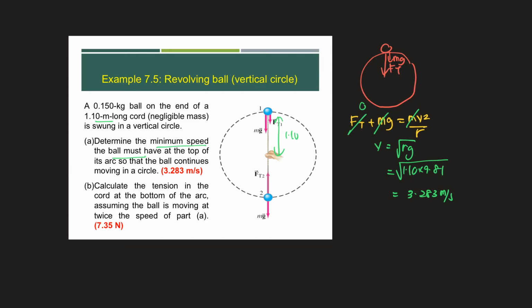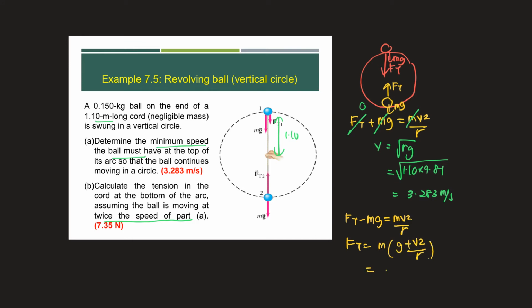The next question asks you to calculate the tension in the cord at the bottom of the arc, assuming the ball is moving at twice the speed of part A. The first thing we need to do is come up with the equation. At the bottom, we are going to have Ft. Tensional force is always outward from the body, mg is always downward, and the one that follows the direction of the centripetal force is going to be the tensional force. So the equation is going to be Ft minus mg equals mv squared over r. So your Ft will be m times g plus v squared over r.